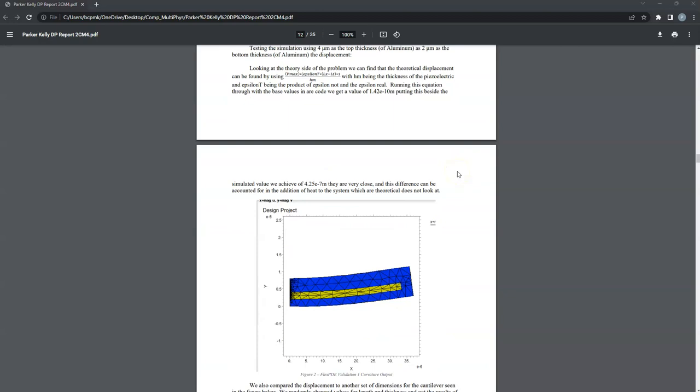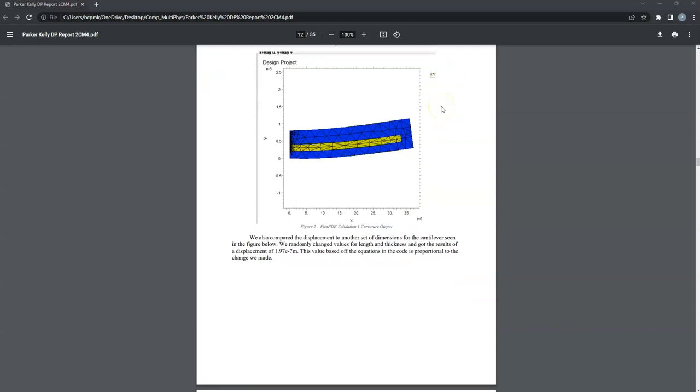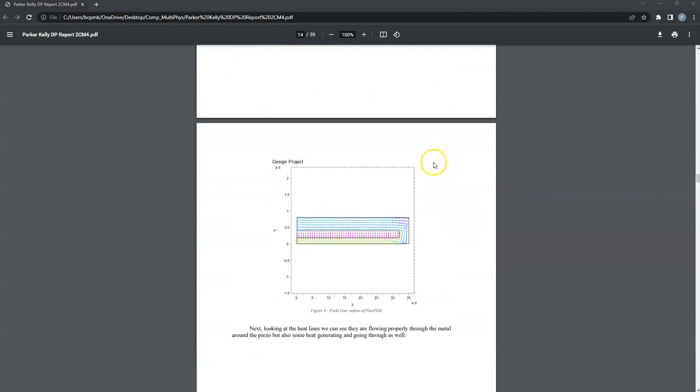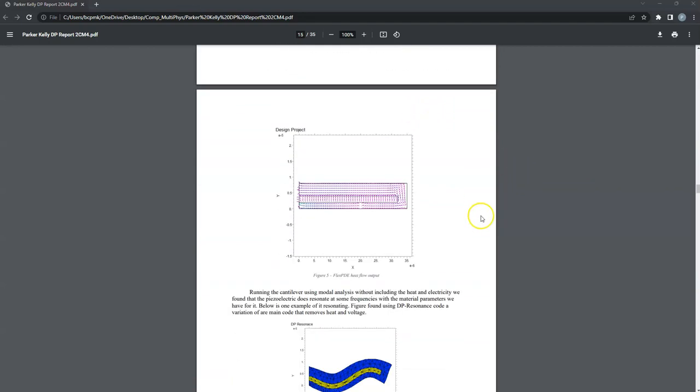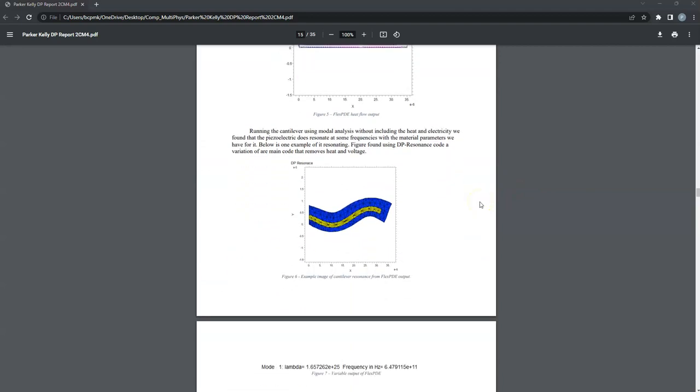For validating the model, we used an equation to test the theory against our own, and we were close. We were within what we assumed would be the difference, because our simulation included heat and the theory did not. We also tried it at a bigger size, and they were within the proportion we thought they would be. We checked the electric field lines to make sure that was working properly, as well as the heat lines, and we ran it under modal analysis to make sure that it did actually resonate, which it did.